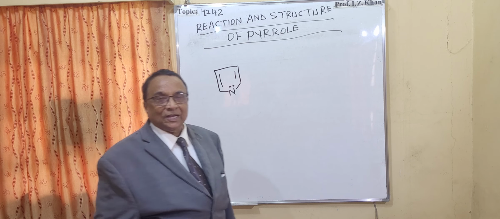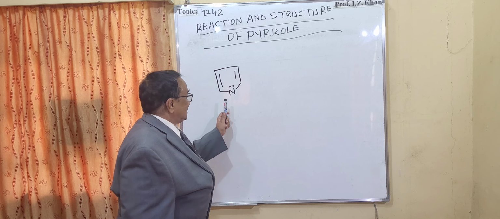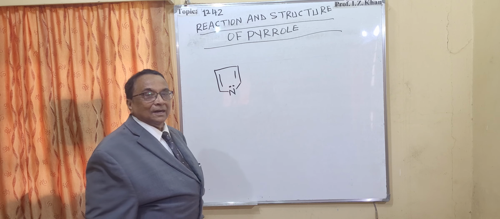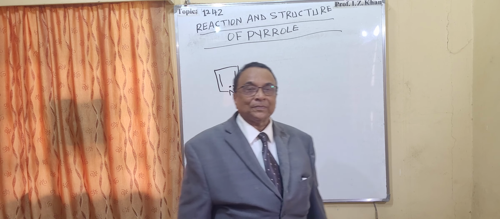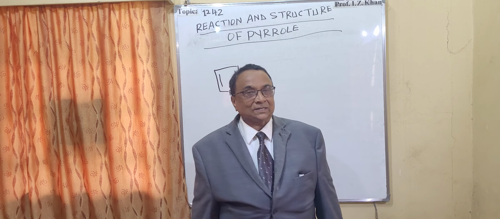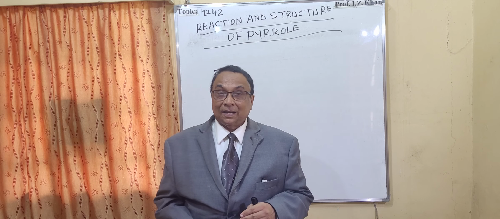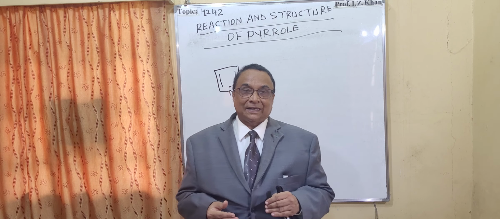The reason is that this electron is easily available, and for its basic character, this molecule is not proper to accept the proton. Protonation is very difficult. Since protonation is very difficult, because those two lone pair of electrons are easily available, that is the reason Pyrrole is a weak base.